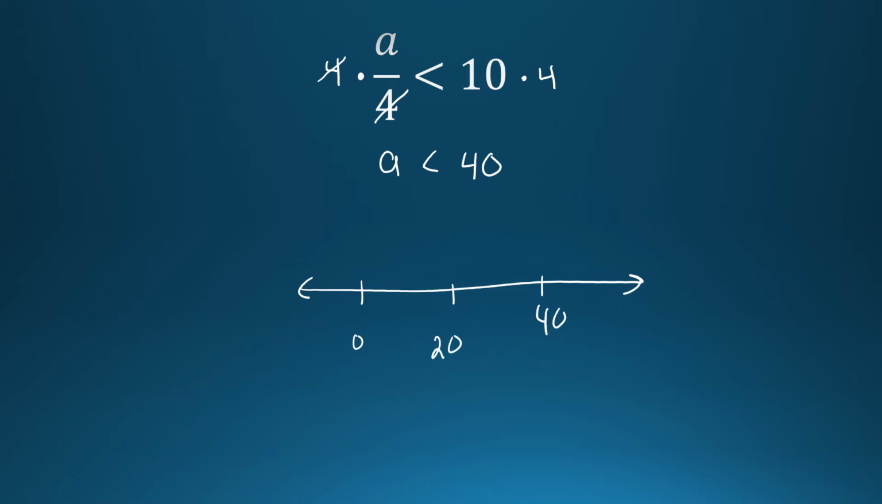And then since we just have a less than symbol, we're going to keep an open dot at 40. If it was less than or equal to, we would have a closed dot there. And everything smaller than 40 is going to be everything to the left of 40. So we're going to go ahead and shade to the left.